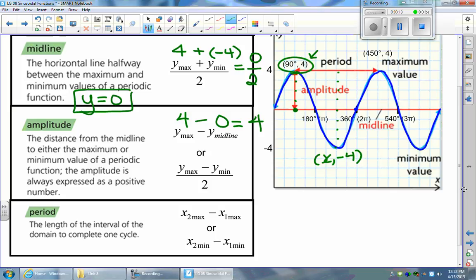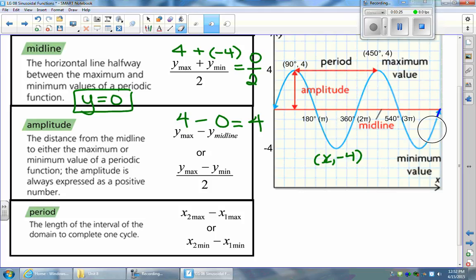Period is the length of the interval of the domain to complete one cycle. So we can see in our graph that it's the distance from maximum to maximum or minimum to minimum. It doesn't really matter which point you choose as long as you're going from one point to the exact same point in the next cycle. So typically we like to use the maximum values.